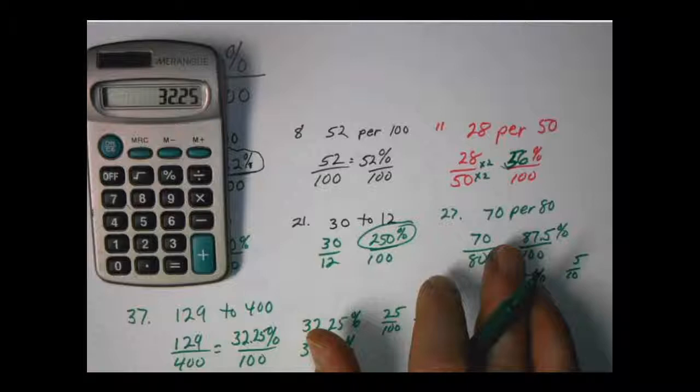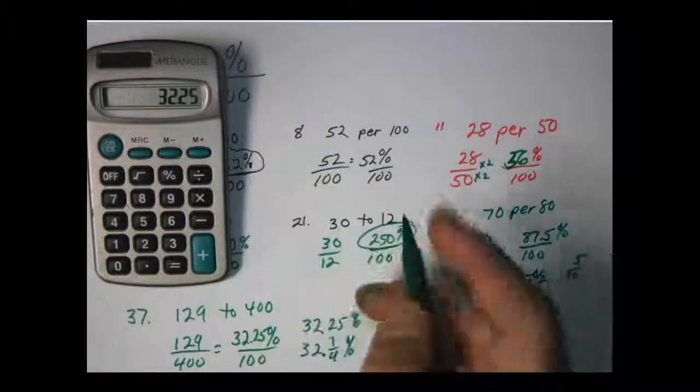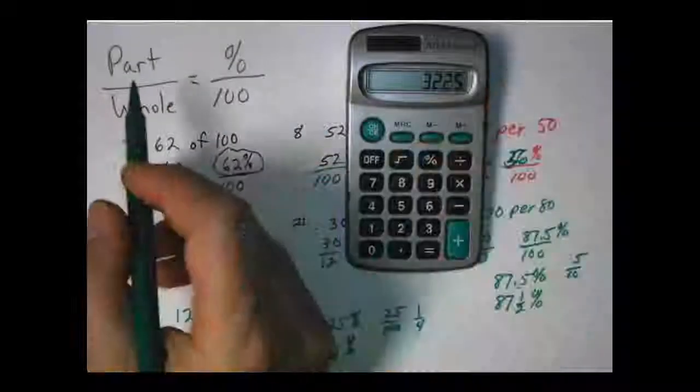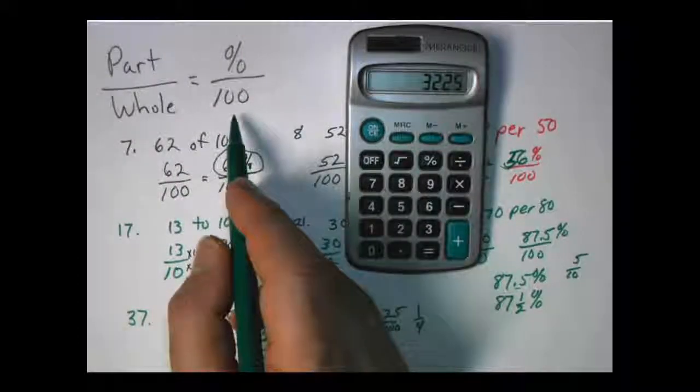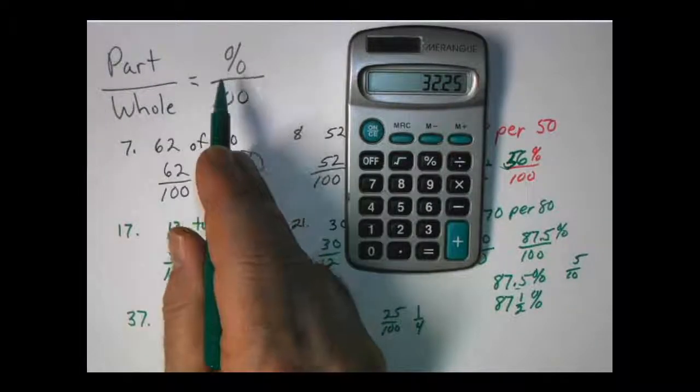So go slow and easy. Percents always go over 100. Again, I like to think of it as part out of the whole. Percent over 100. Cross multiply and divide, and you'll be just fine.